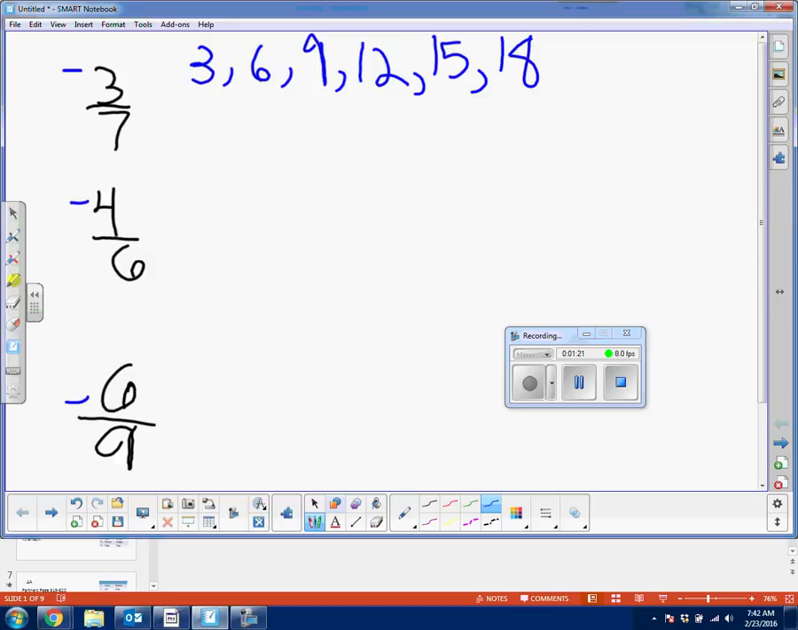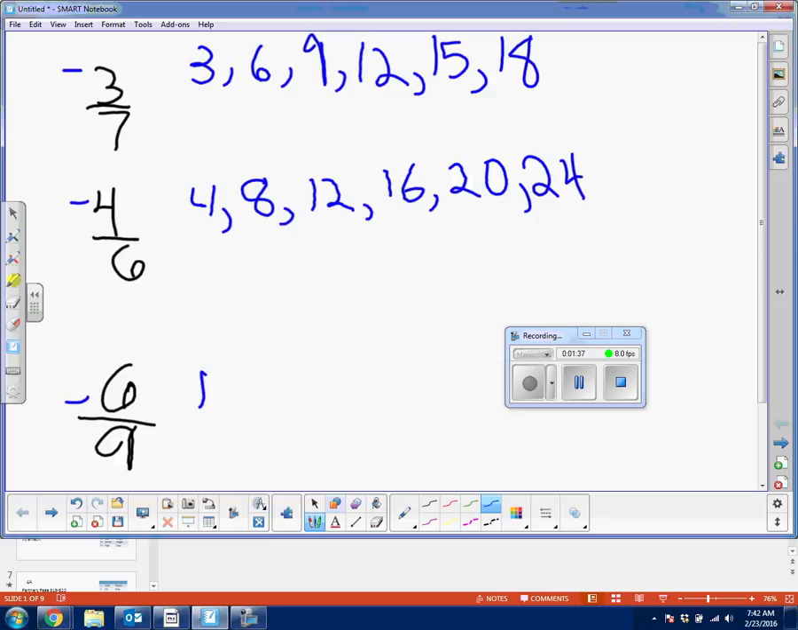Now we have our 4. We have 4 times 1 is 4, 4 times 2 is 8, 4 times 3 is 12, 4 times 4 is 16, 4 times 5 is 20, and 4 times 6 is 24. Again, I like to find the first 6 multiples. The last set is that we have our 6's. So 6 times 1 is 6, 6 times 2 is 12, 6 times 3 is 18, 6 times 4 is 24, 6 times 5 is 30, and 6 times 6 is 36.